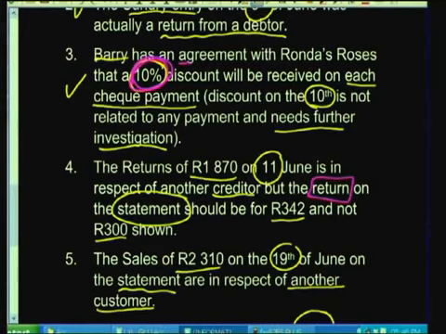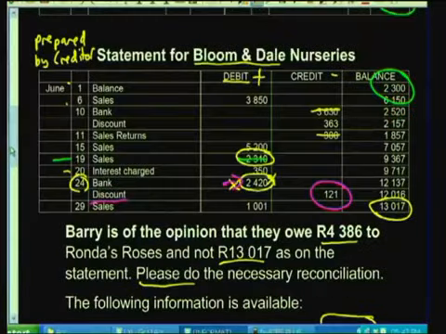It says that Barry has an agreement with Rhonda's Roses that a 10% discount will be received on each check payment. So once again, every single time I pay a check, I'm going to get an extra 10% off. This is a discount because my creditor wants me to pay the money that I owe. So this discount was incorrectly recorded, and let's have a look and see why it is incorrect.